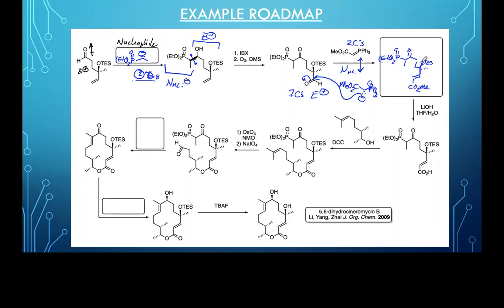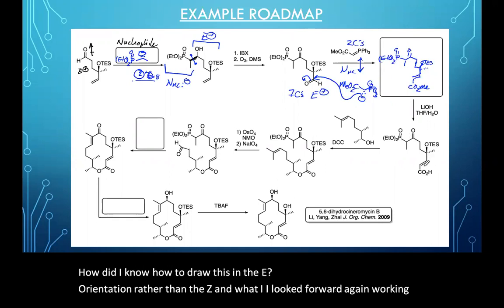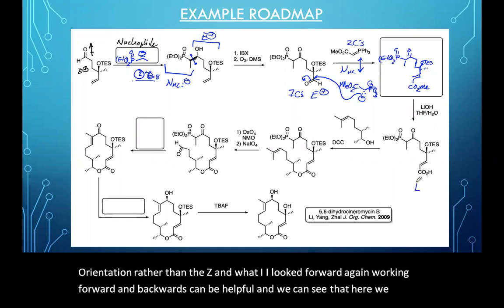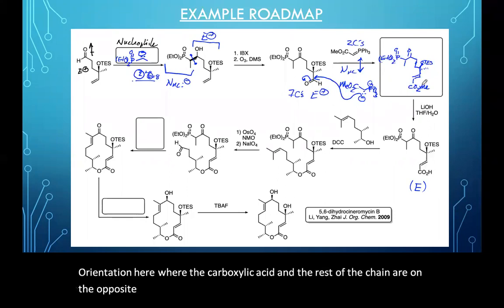And I have it drawn in. Now, how did I know how to draw this in the E orientation rather than the Z? What I did is I looked forward. Again, working forward and backwards can be helpful, and we can see that here we have the E orientation where the carboxylic acid and the rest of the chain are on the opposite sides of the alkene. So I drew my ester here that undergoes hydrolysis.